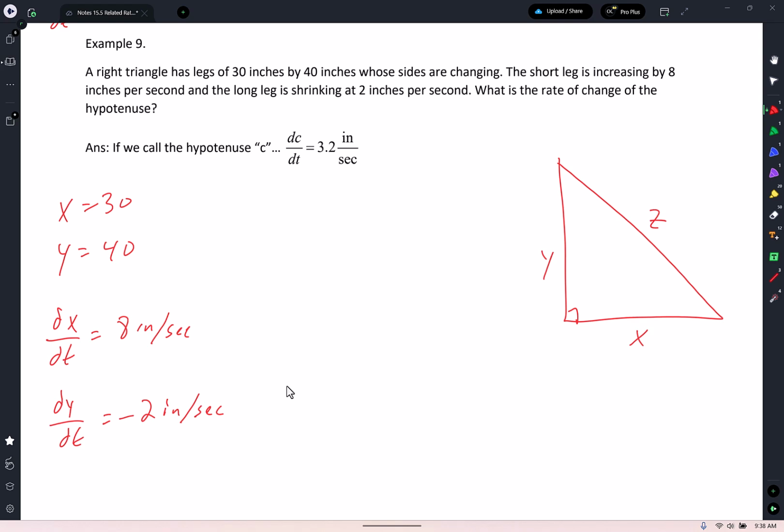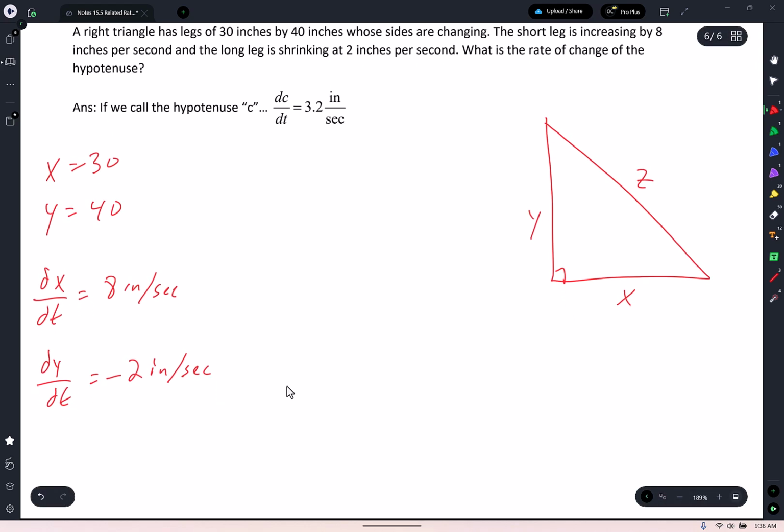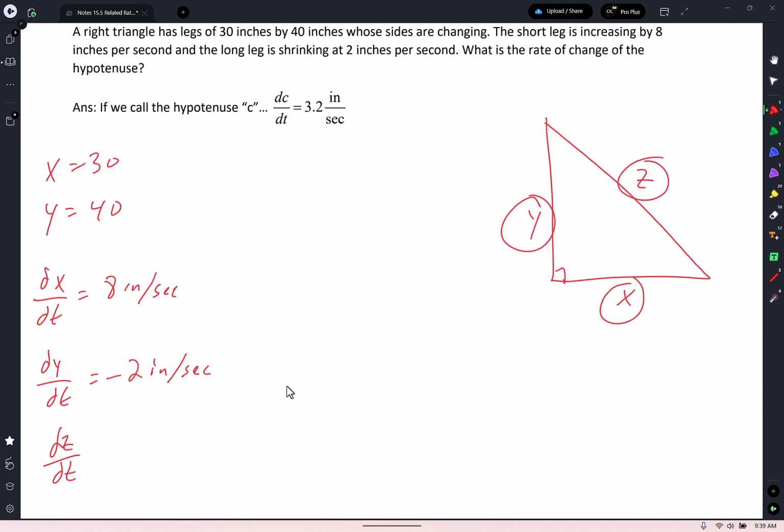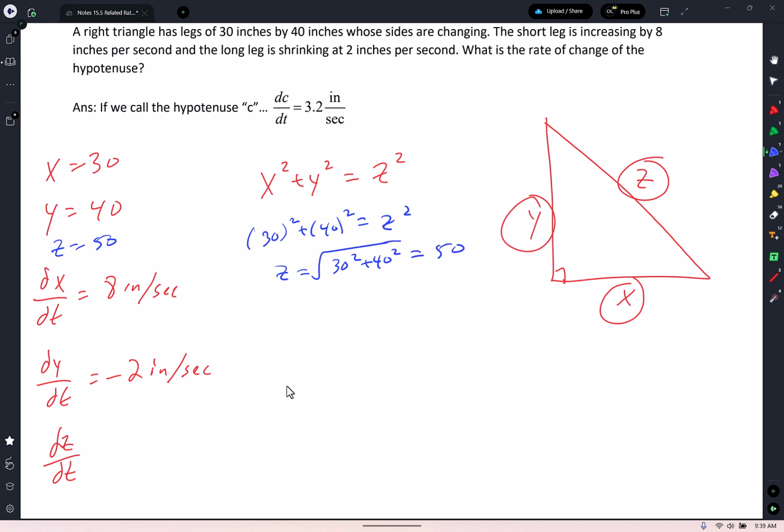What is the rate of change of the hypotenuse? Oh, yep. So they want dz dt. What puts all three of these together? Yep. x squared plus y squared equals z squared. We do need the z. They don't give us a c directly, but because that's 30 and that's 40, the z has to be 50 by the Pythagorean theorem, right? 30 squared plus 40 squared equals z squared. So z equals the square root of 30 squared plus 40 squared, which is 50. 3, 4, 5.